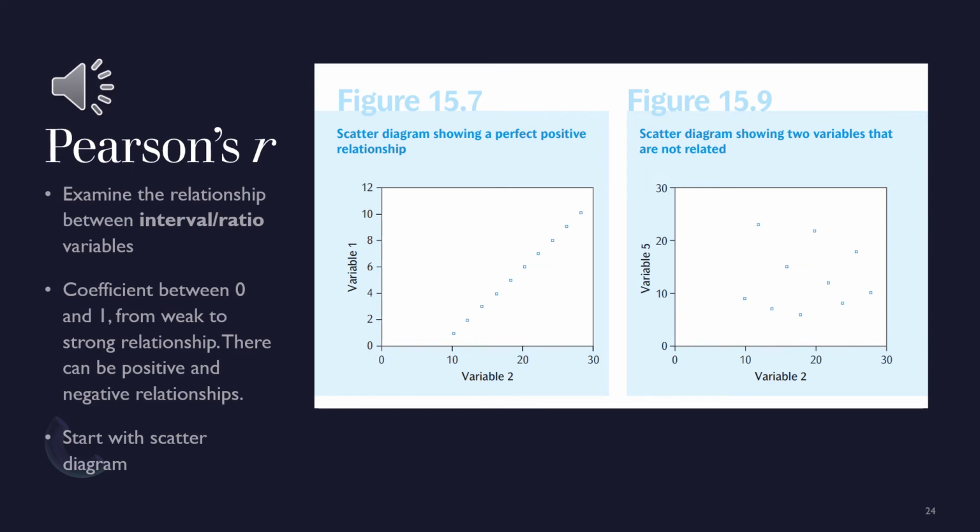So the coefficient, Pearson's coefficient, is a number from 0 to 1. So 0 means no relationship, 1 meaning a strong relationship. And these can be positive or negative relationships. If you look at the next slide, what you have in figure 15.8 is a perfect negative relationship, that is negative 1. And really the entire scatter diagram can be summarized in one simple number that is called Pearson's coefficient.